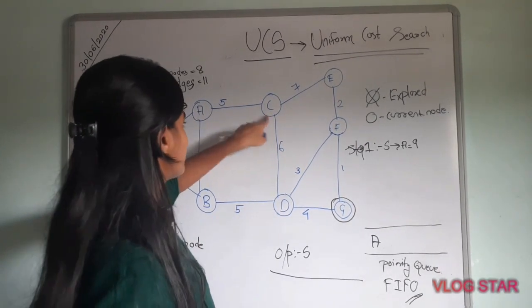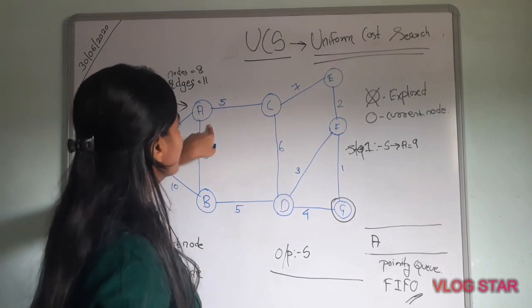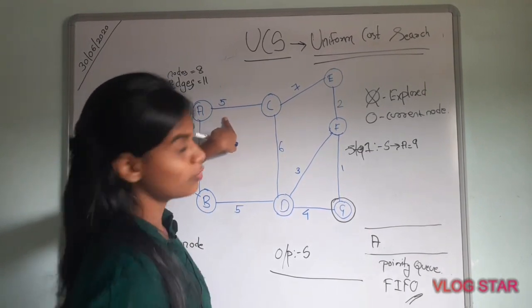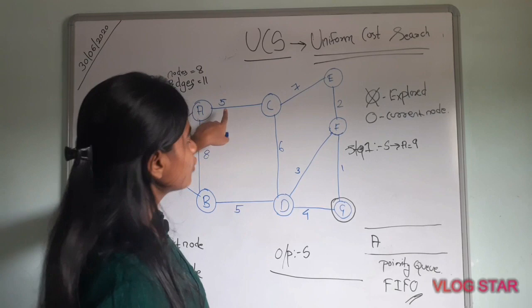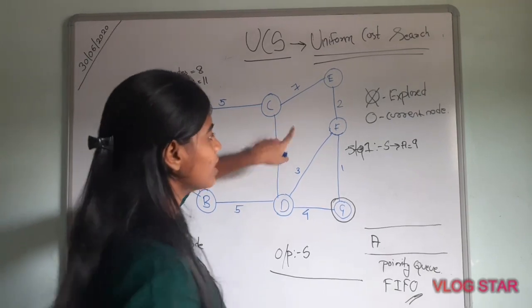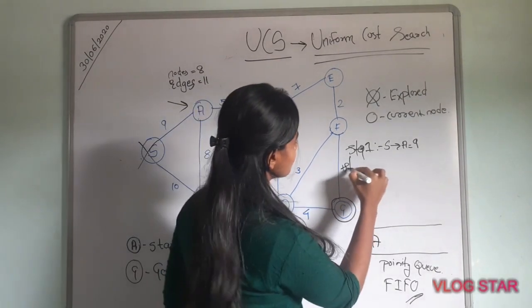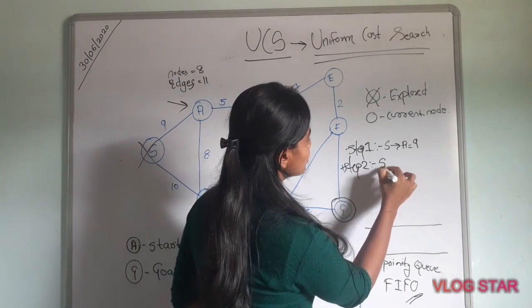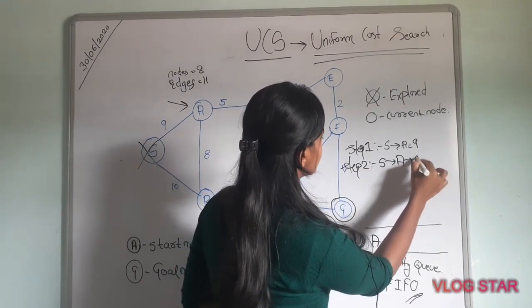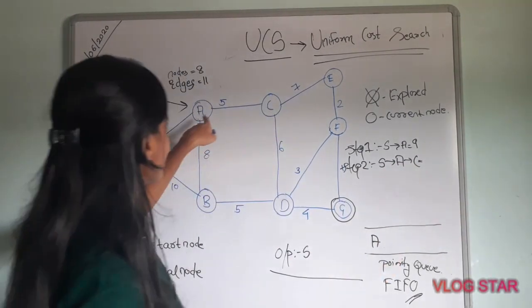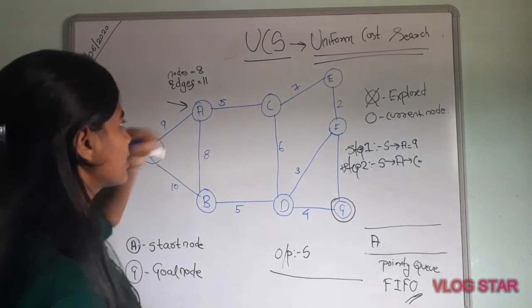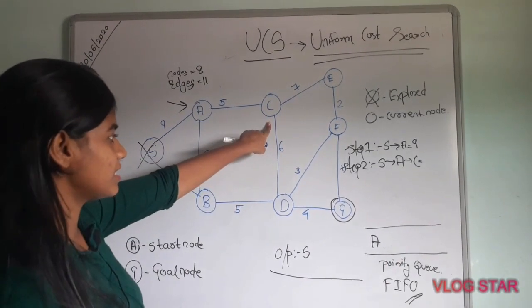Now A is connected to C, and A is connected to B. A connected to C is the cheapest path node. You can see here 5 is the cheapest path node. So we will take C. So our second step is S to A to C. Our cheapest path node is 5, so we will take C.